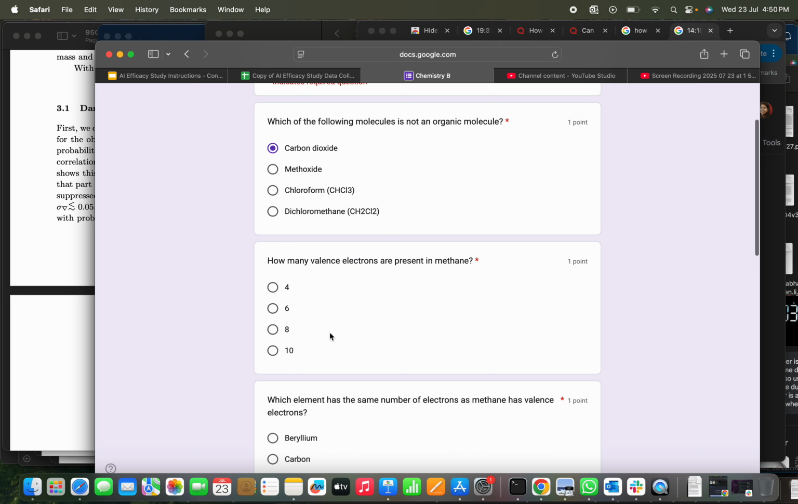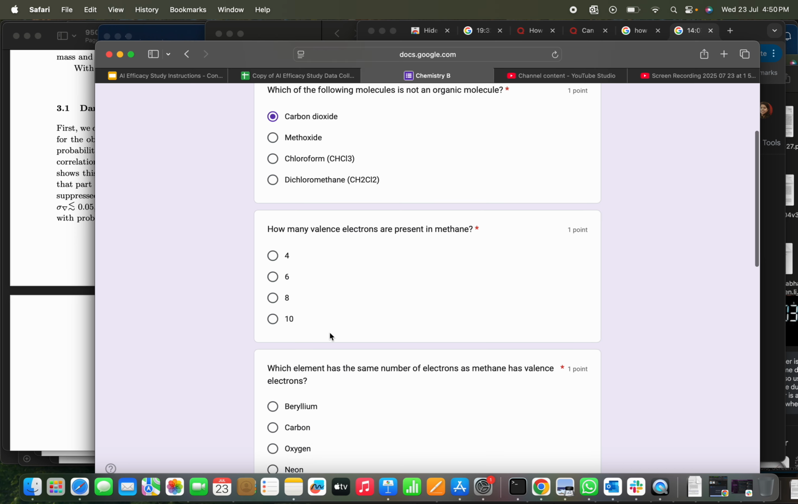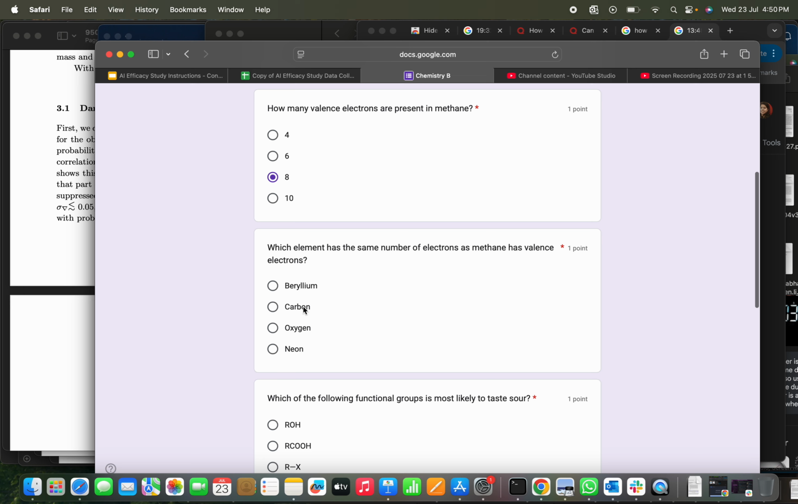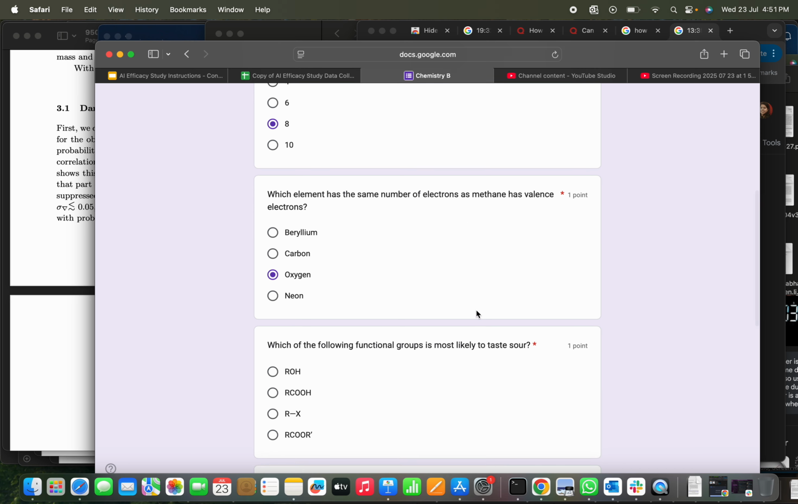Methane, CH3. So methane is CH4. Alright, so methane is CH4. At every hydrogen there is 2, so I'll go with 8. Which element has the same number of electrons as methane has valence electrons? Carbon has 4. That's why oxygen has 8, I guess. Neon, hydrogen, helium. Alright, I'll go with this one.